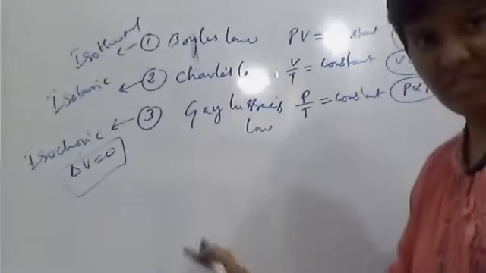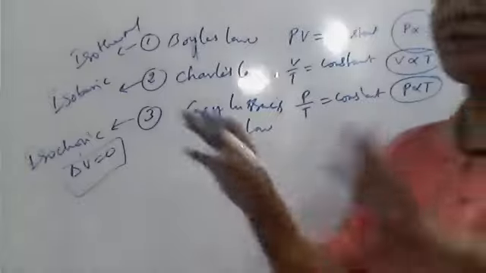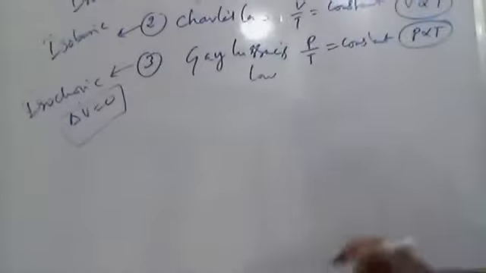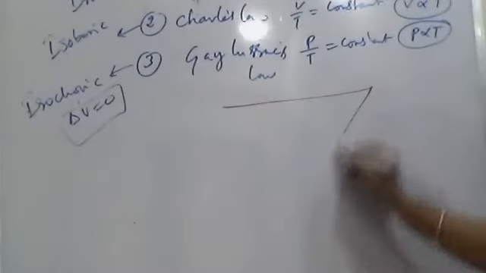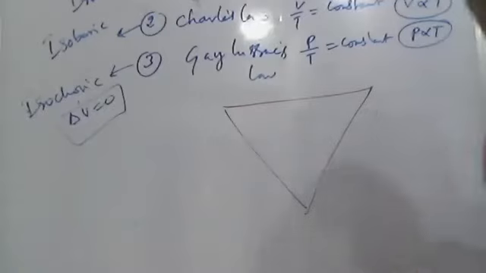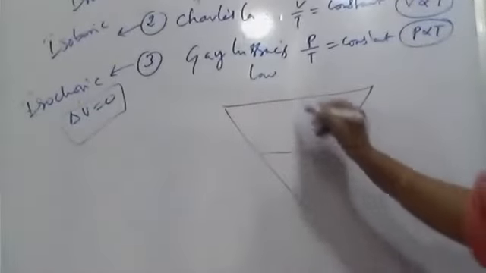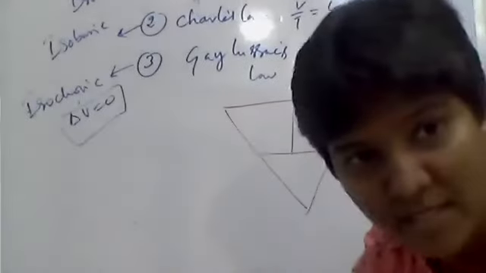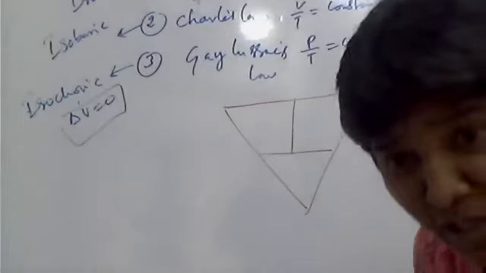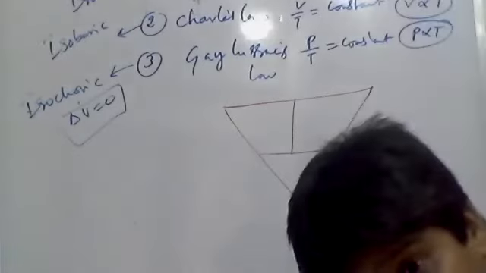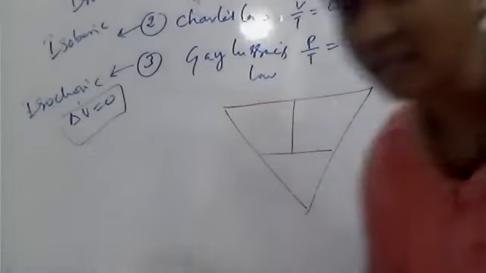I want first these three. How to remember this? Now, I will tell you a small trick to remember. You make a triangle of this, and divide it into three parts. Could you see the triangle better? Please give me an answer. I will explain Avogadro's law later, for PV equals nRT.